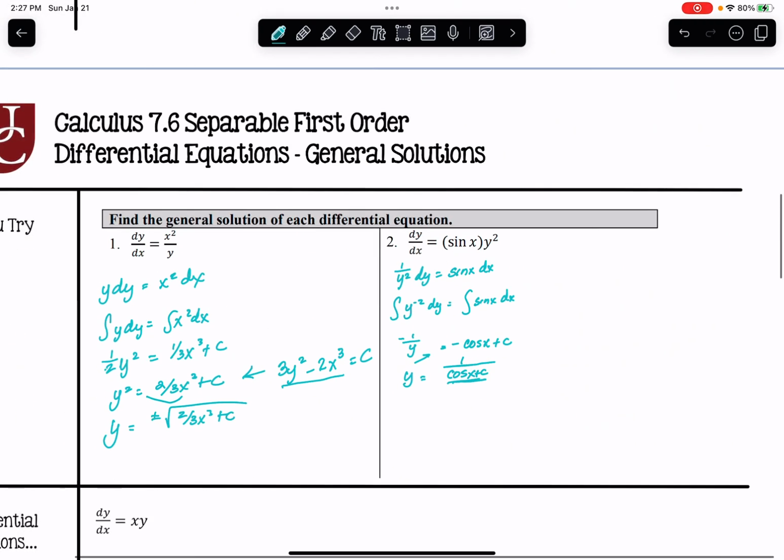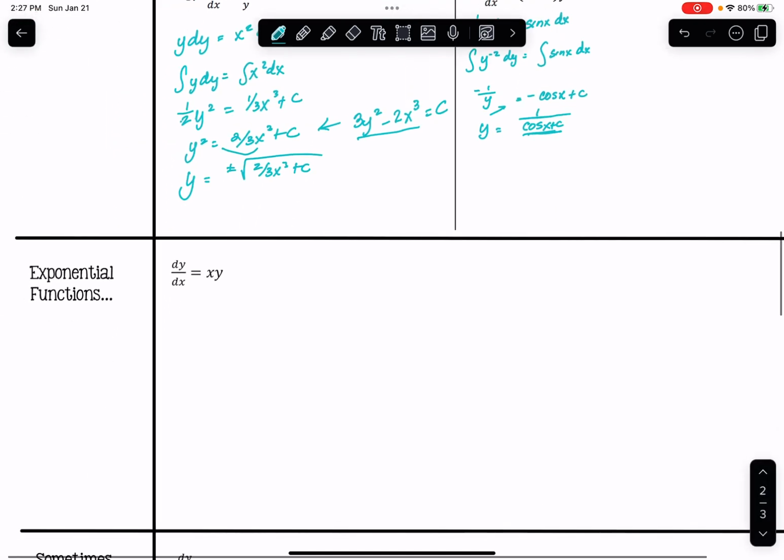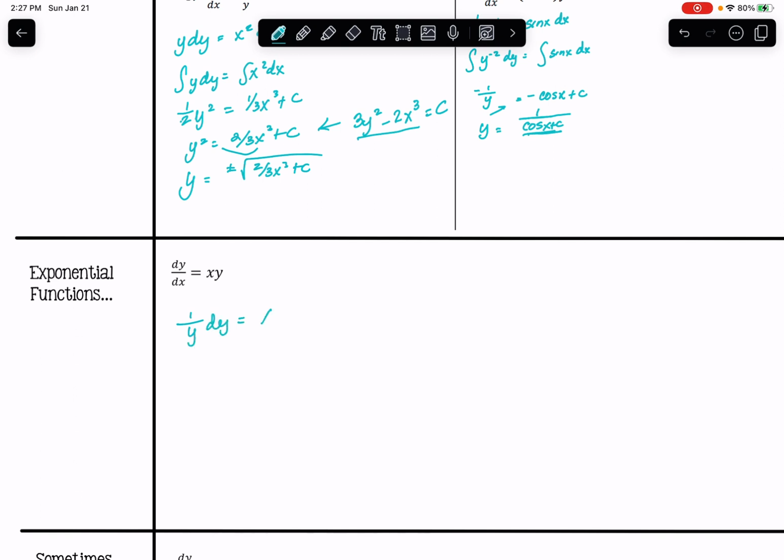Okay. Let's go to exponential again. First of all, separating it's not hard. 1 over y dy is x dx. So integrate it. 1 over y dy is the integral of x dx. So this would be ln of the absolute value of y equals 1 half x squared plus c.